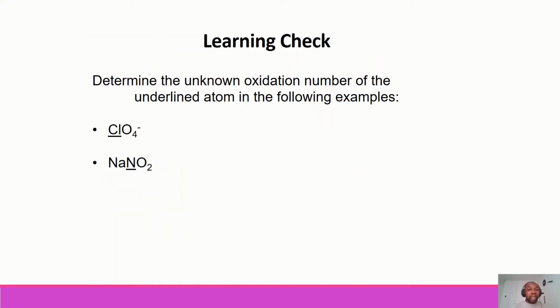So let's do some learning check. We have to determine the unknown oxidation number of the underlined atoms in the following examples. Chlorine is underlined here. We don't know the oxidation number, so we want to determine it. Then also here, nitrogen is underlined.